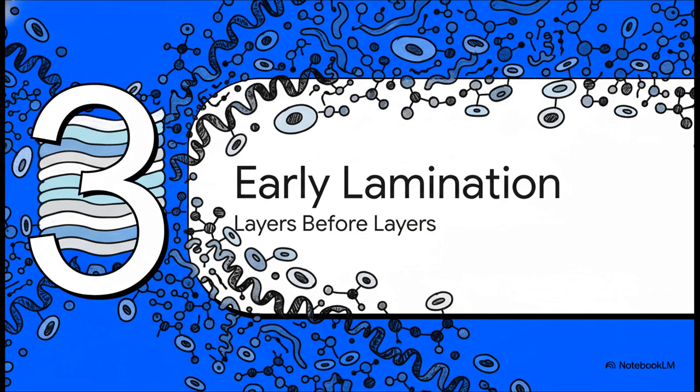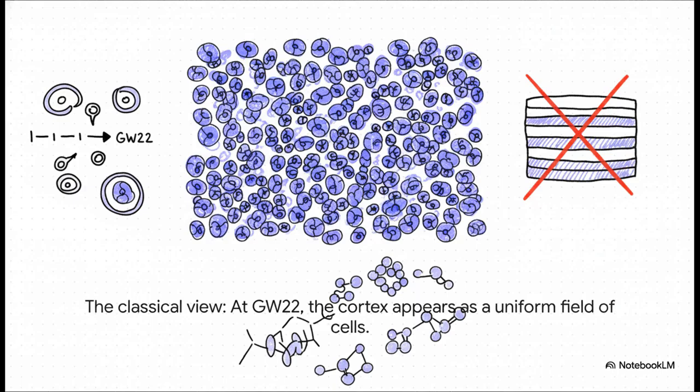Their first question concerned the vertical axis, the formation of cortical layers. This brings us to Section 3, early molecular lamination. This panel from Figure 2C shows a DAPI nuclear stain of the cortical plate at gestational week 22. What's being shown is a dense field of cell nuclei, representing the classical histological view of this developmental stage.